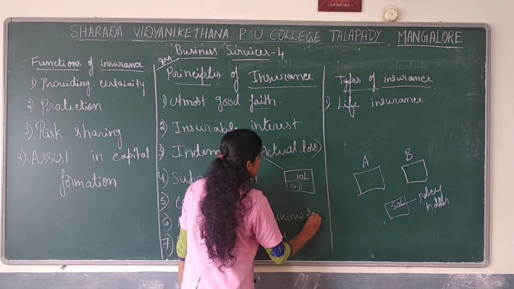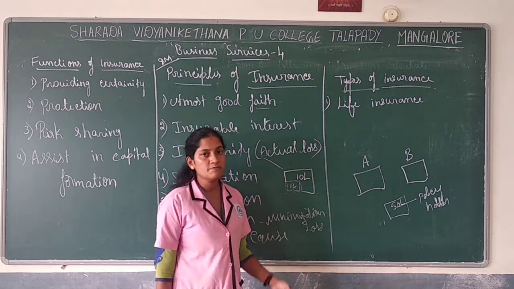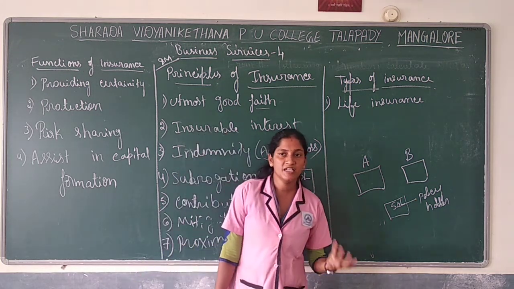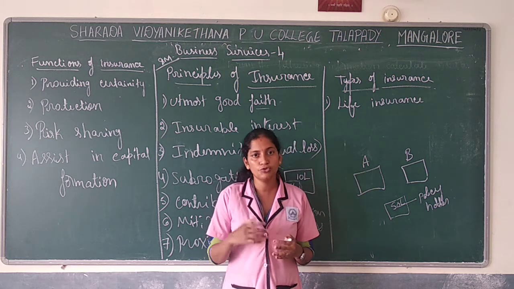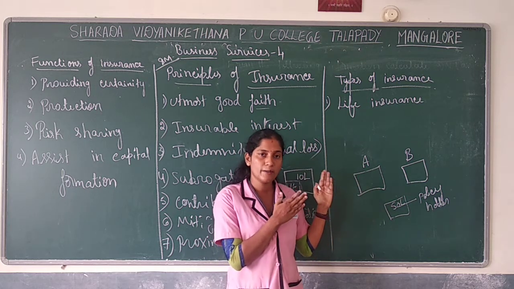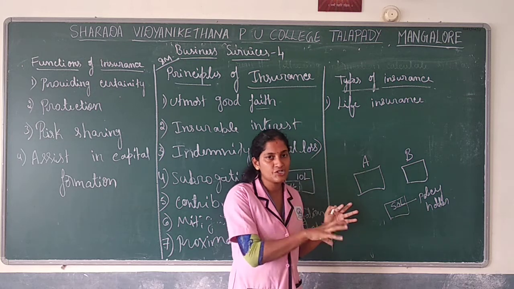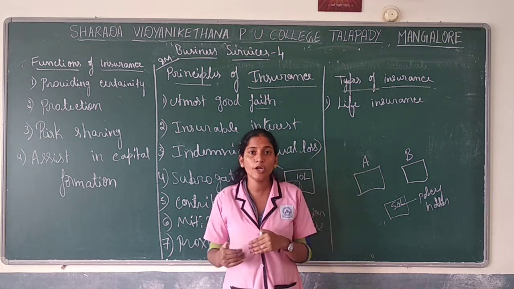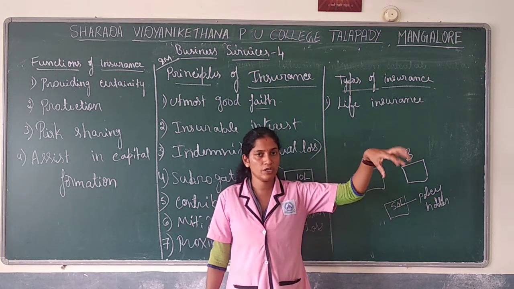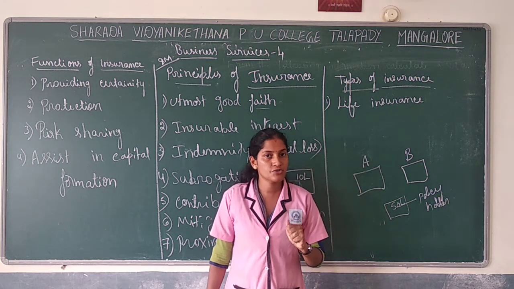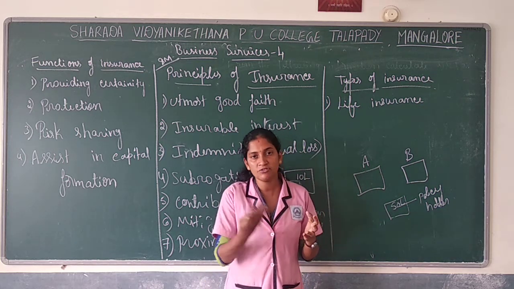Okay, minimization of loss. What is minimization? If a person comes to know that his building has got damaged due to fire, his godown has got damaged due to fire, he has to try his level best to protect whatever products are there in the building. When he gets to know his godown has got fire, what does he have to do? He has to go there and try to save the things.